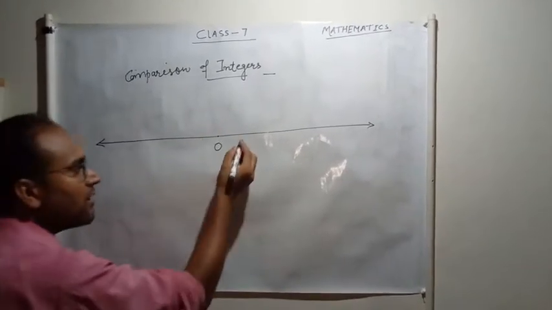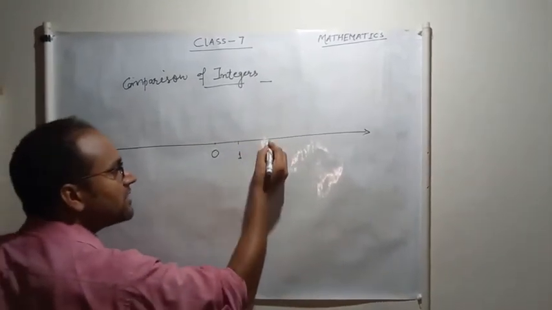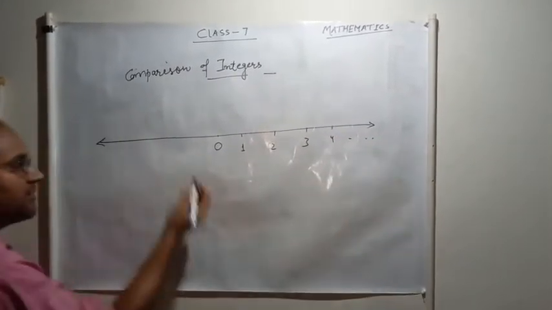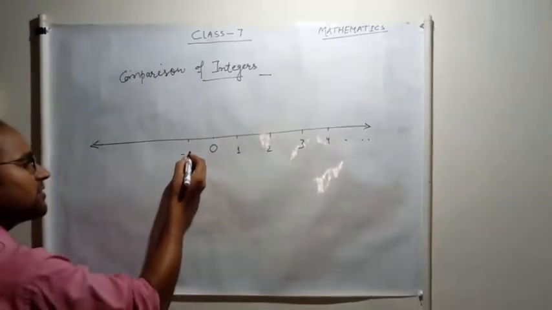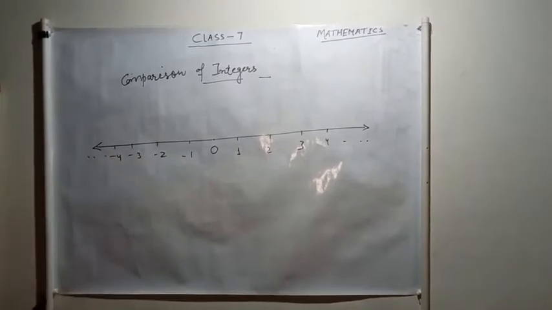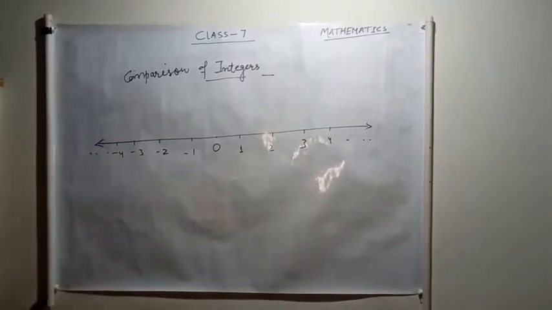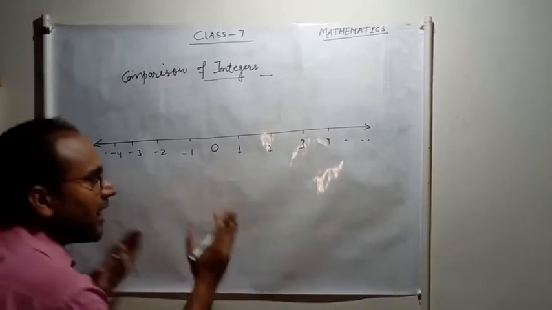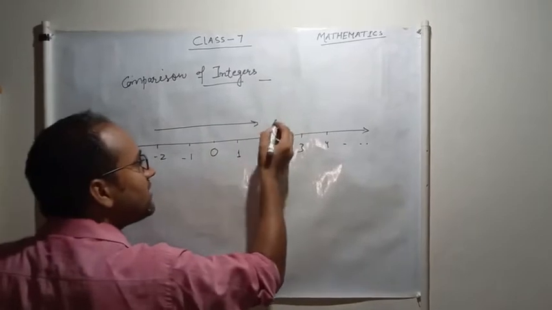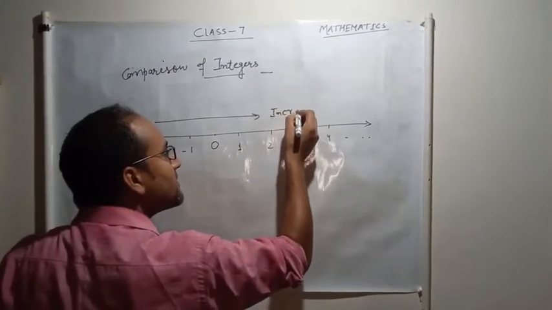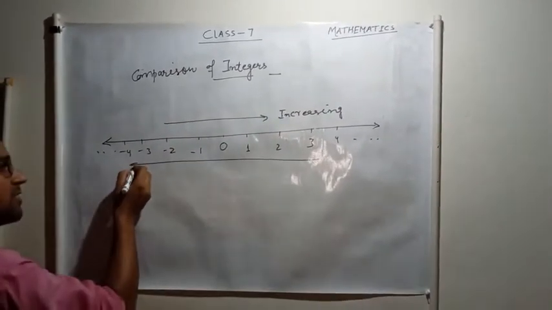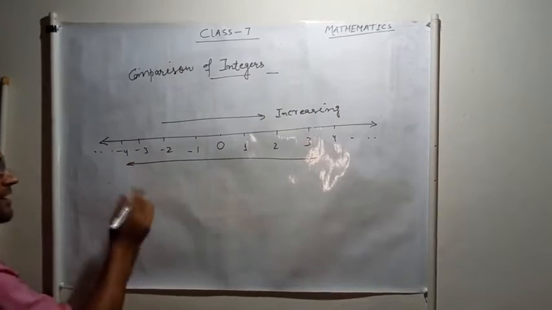First we take the 0, and on the right side of 0 we take the positive integers 1, 2, 3, 4 and so on. Then on the left side of 0 we take the negative integers -1, -2, -3, -4 and so on. So when we compare, it is very easy. When we go from left to right, the value of the integer is increasing, students. And when we go from right to left, the value of the integers is decreasing.